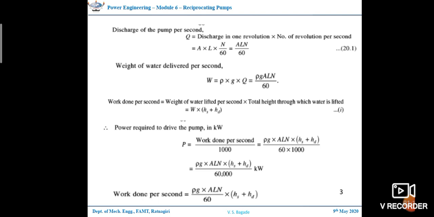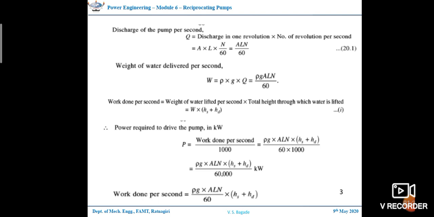So how much is the work done per second? The work done per second is nothing but the weight of water lifted multiplied by the total height through which the water is lifted. The total height through which the water is lifted is nothing but HS plus HD, multiplied by W, and therefore the power required to drive the pump is the work done per second.